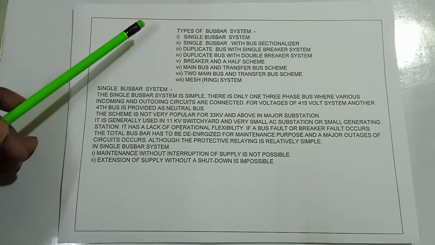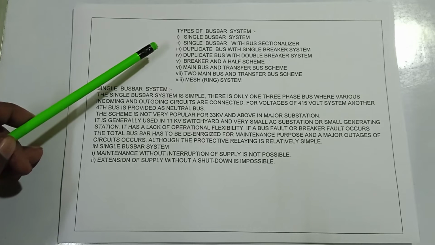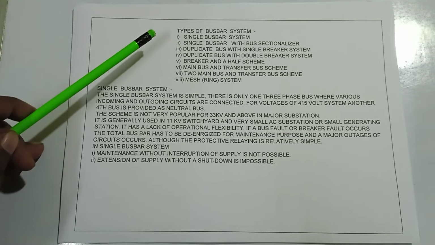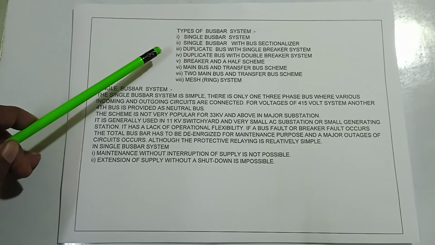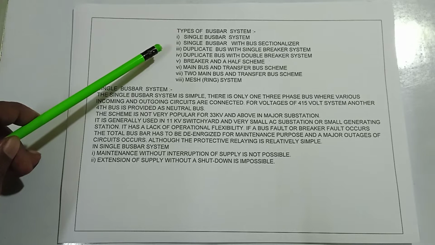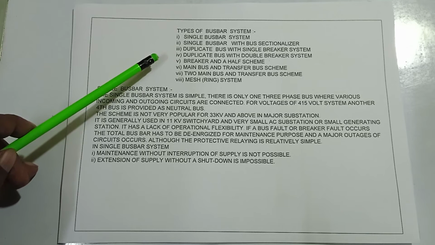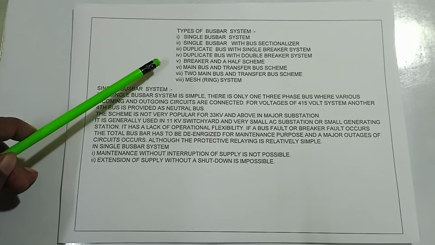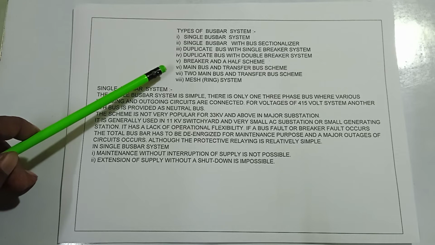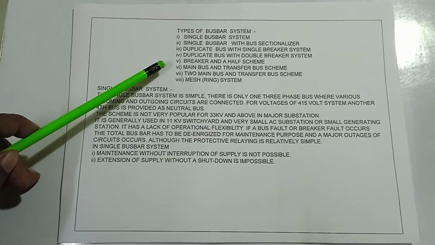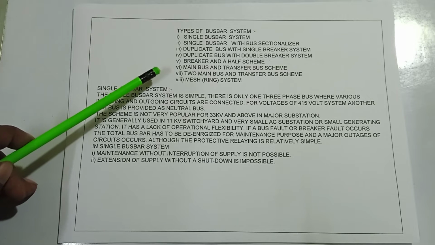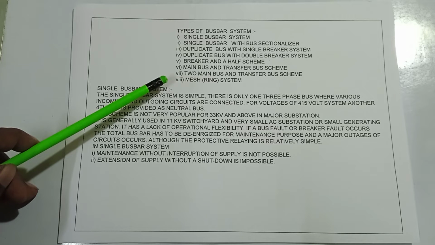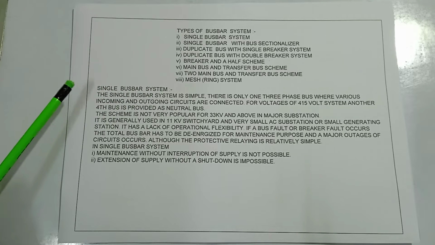Types of busbar system: single busbar system, single busbar with bus sectionalizer, duplicate bus with single breaker system, duplicate bus with double breaker system, breaker and a half scheme, main bus and transfer bus scheme, two main bus and transfer bus scheme, mesh or ring system.